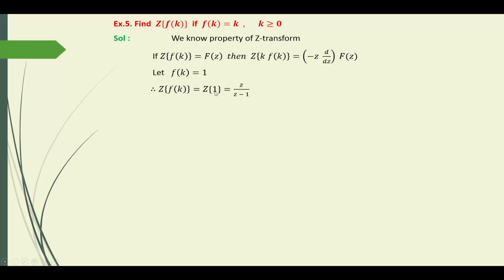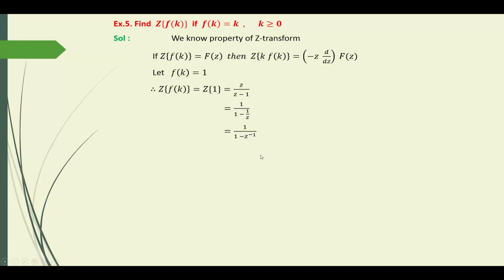Let f(k) = 1. We know the formula: the z transform of 1 is z upon z minus 1. Now divide each term by z, so we get 1 upon 1 minus 1 upon z, which equals 1 upon 1 minus z raised to minus 1.